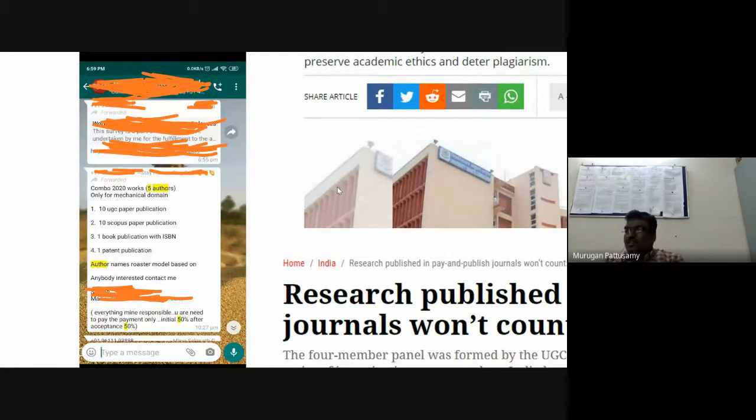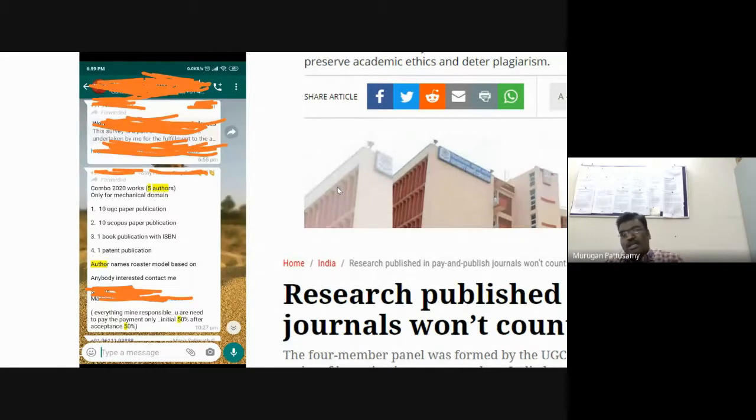Just think about this particular WhatsApp group advertisement. This is not something new. Even now, I see a lot of messages in Facebook groups, LinkedIn groups, WhatsApp groups, where people are saying that the third author position is vacant, fourth author position is vacant, second author position is vacant. You please lend your name by paying some 15,000, 20,000 rupees, and you get a UGC CARE listed publication or Scopus indexed publication. This sort of advertisement keeps coming through other social media platforms.